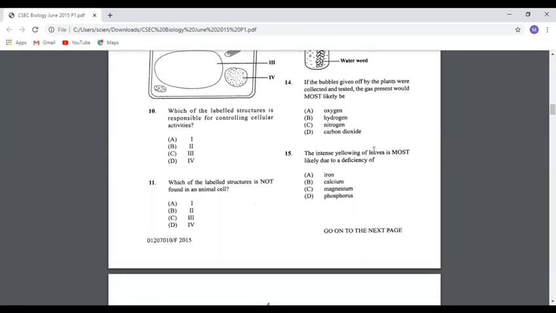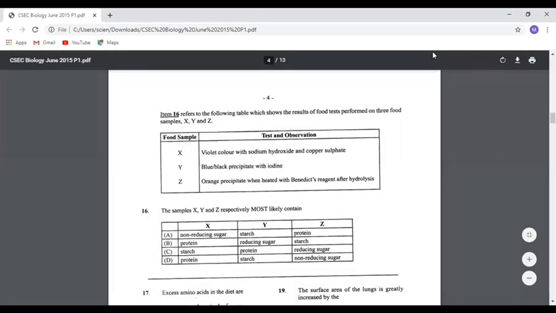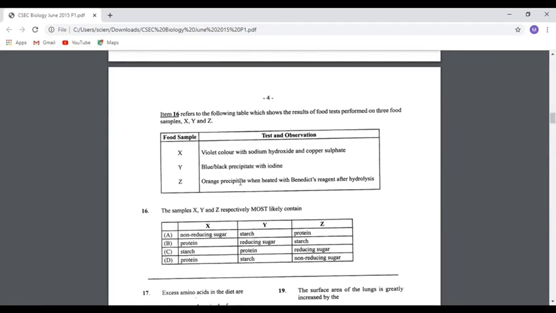15. The intense yellowing of leaves is most likely due to a deficiency of, and that would be C, magnesium. Question 16. Item 16 refers to the following table, which shows the results of food tests performed on 3 food samples, X, Y, and Z. The samples X, Y, and Z respectively most likely contain: X, a violet color with sodium hydroxide and copper sulfate, so X is a protein. Y, a blue-black precipitate with iodine. Y is a starch. And Z, orange precipitate when heated with Benedict's reagent after hydrolysis. Z is a non-reducing sugar. So now we have protein, starch, non-reducing sugar. So 16 is D.